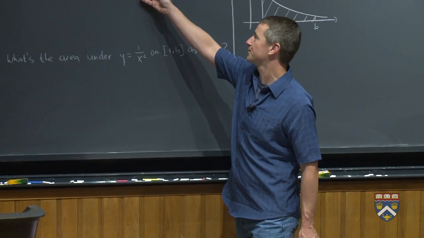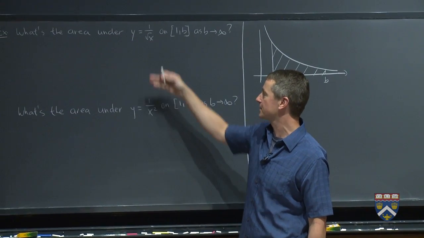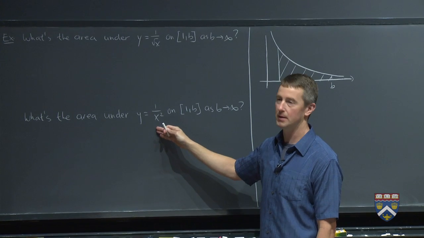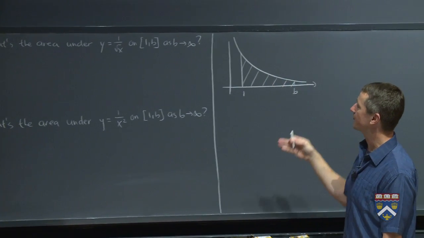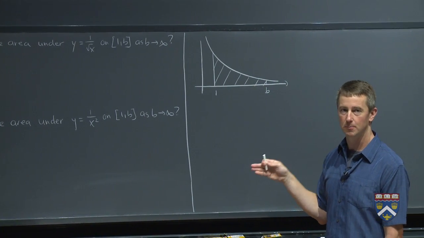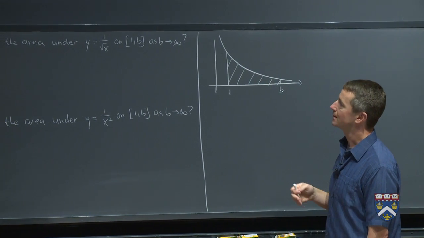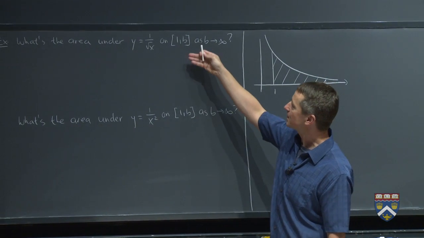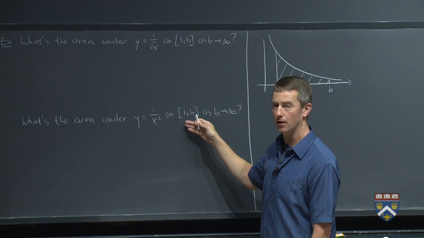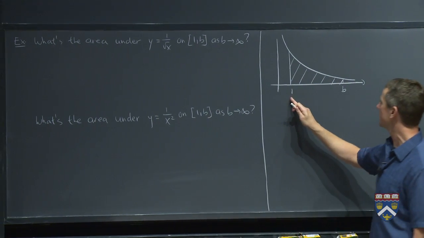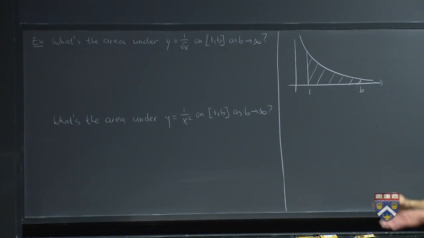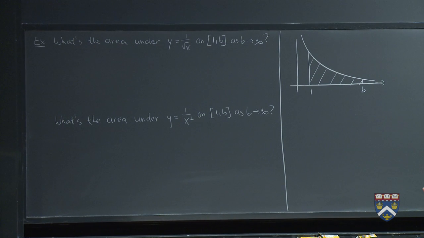So look at these two functions, y equals 1 over square root of x and y equals 1 over x squared. If I just showed you this graph, you couldn't tell me which one it was. Both of their graphs qualitatively look like this. So I'm interested in finding how much area is under each of these curves, starting at x equals 1, going to x equals b, but then letting b go off forever to the right.